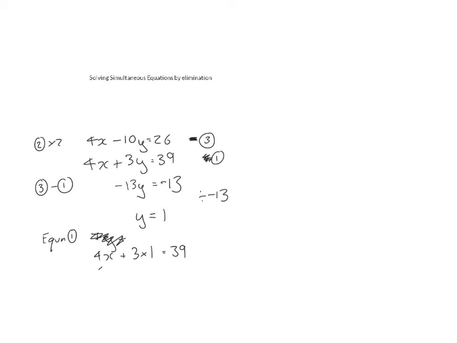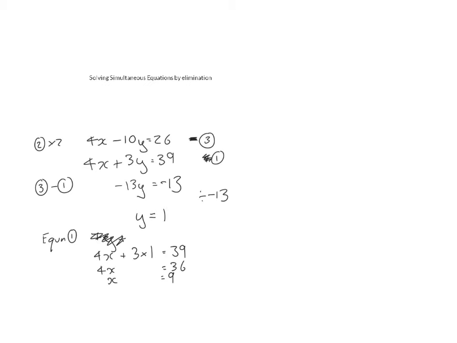So I've now got 4x plus 3 times 1, because y is 1 and I'm just using the top equation, equals 39. So 4x equals 36. Then divide by 4. 4 into 36, x is 9. Sorry, that's 9. Thank you, Debbie.